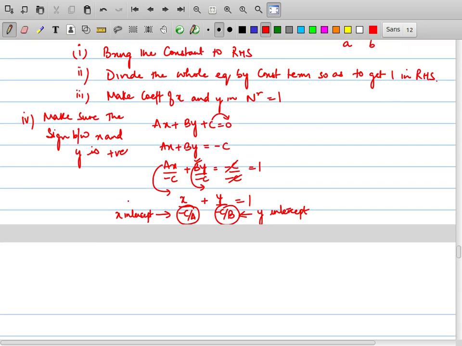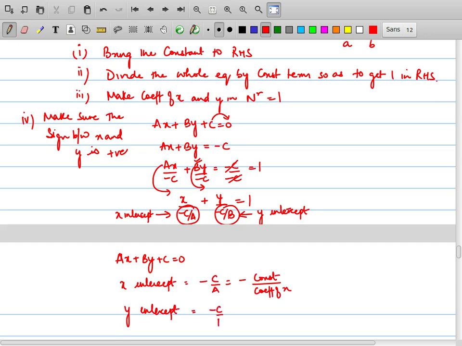Now this also gives us a method to find out the x-intercept and y-intercept straight away. If your equation is ax plus by plus c equals 0, make sure all the terms are on one side. The x-intercept would be straight away minus c upon a, that is, minus constant upon the coefficient of x. And the y-intercept would be minus c upon b, which is minus the constant part of your equation upon the coefficient of y. This will straight away give you the x-intercept and y-intercept.